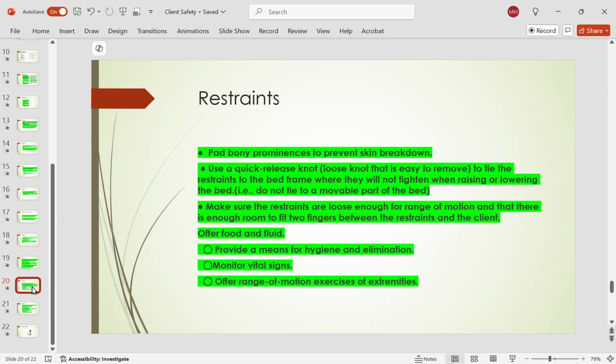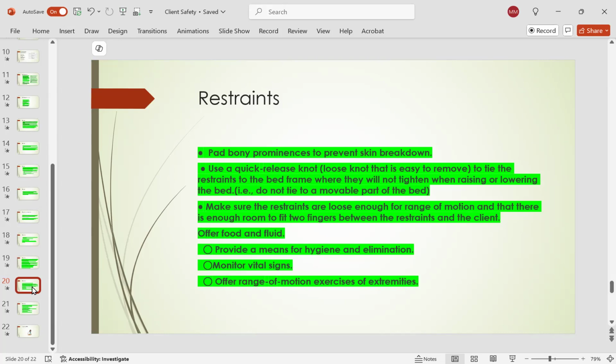You should always pad any bony prominences so that there's no skin breakdown. You always need to use a quick release knot. Okay, so this way when you pull it, it releases. And if you're tying the restraints to the bed frame, never tie the restraint to a movable part of the bed. So if you tie the restraint to the bed rail that goes up and down, that client's going to get hurt. Okay. You always make sure the restraints are loose enough for range of motion and there's enough room to fit 2 fingers, 2 finger breadths between the restraint and the client.